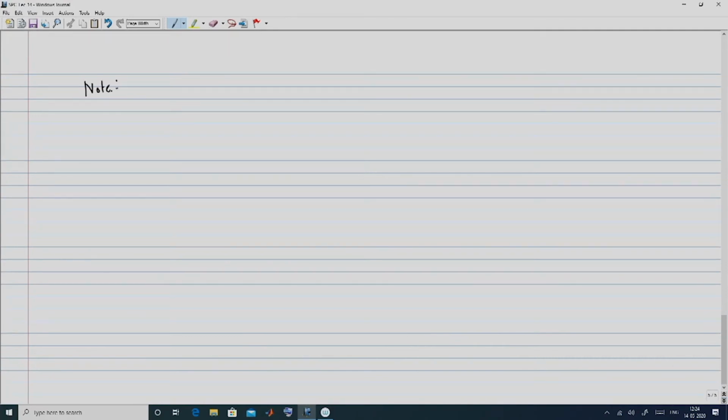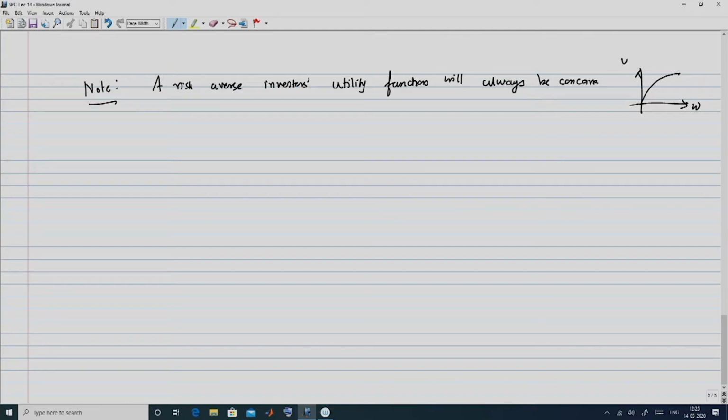Now, note that a risk averse investor's utility function will always be concave, right. So, this means that it is going to look something like this.